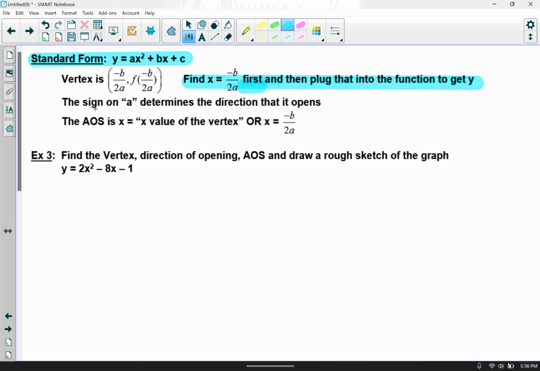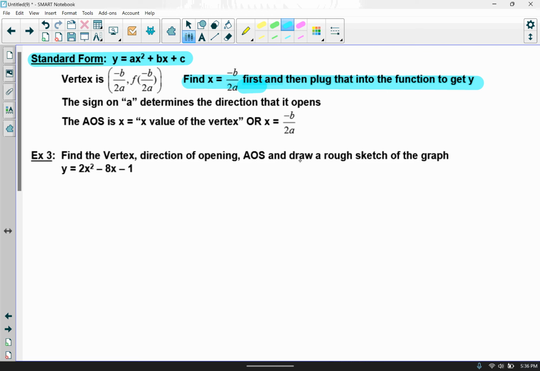Still the same thing. The sign on your A determines which way you open. If A is positive, we open up. If A is negative, we open down. We're working with that leading coefficient there. And the axis of symmetry is still the x value of the vertex, or that opposite b over 2a. So I'm going to do example 3 with you and let you try example 4 on your own.